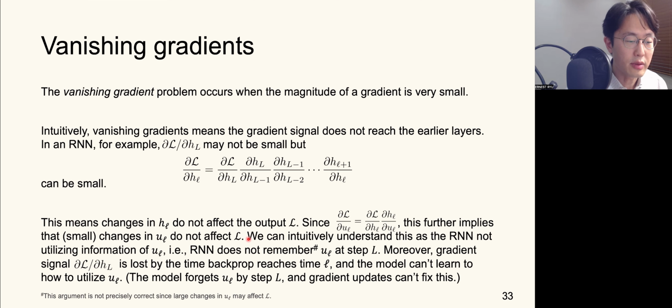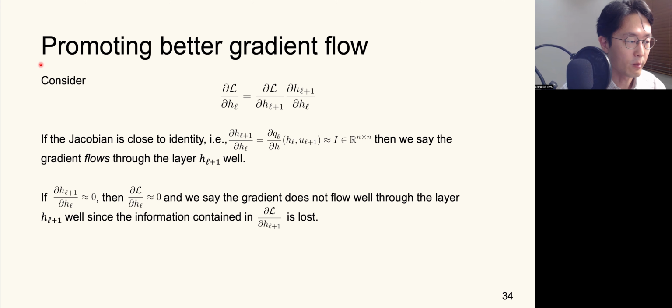So we can intuitively understand this phenomenon as the RNN not really utilizing the information u sub l. In other words, the RNN does not remember u sub l by the time it reaches the final processing stage, big L. Moreover, the gradient signal dL/dh sub L is lost by the time backprop reaches the time step, the sequence position little l, and the model can't learn to utilize u sub l. So the model forgets u sub l by the time it reaches the terminal step big L, and furthermore, the gradient updates will not be able to fix this. So we need to promote better gradient flow.